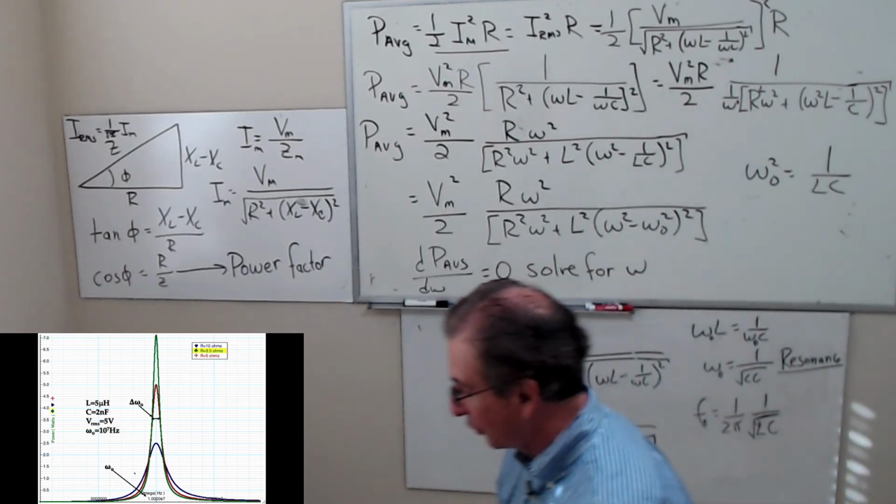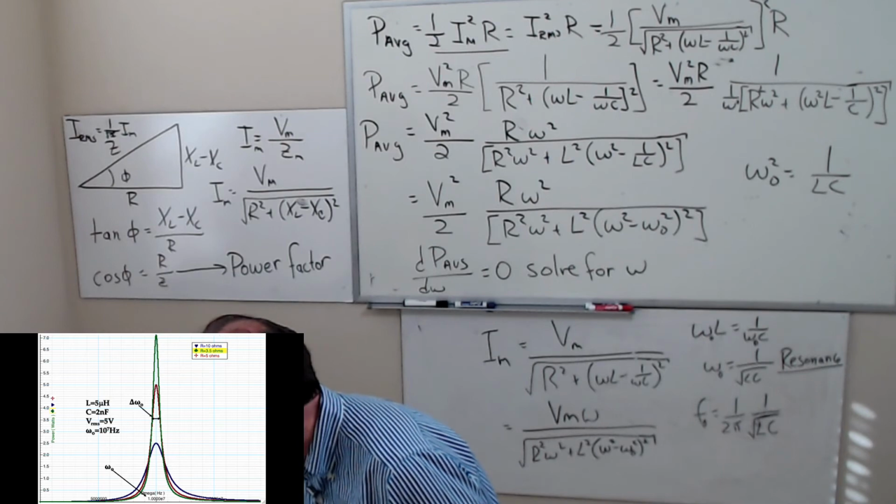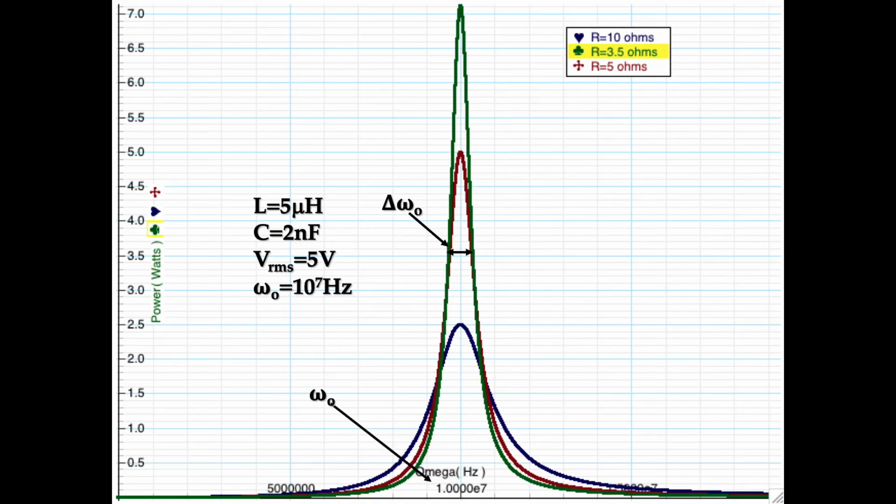So if you plot power, you get a graph that looks like that. In fact, the power graph is actually narrower. The power graph is actually narrower by a square root of 3. Okay.